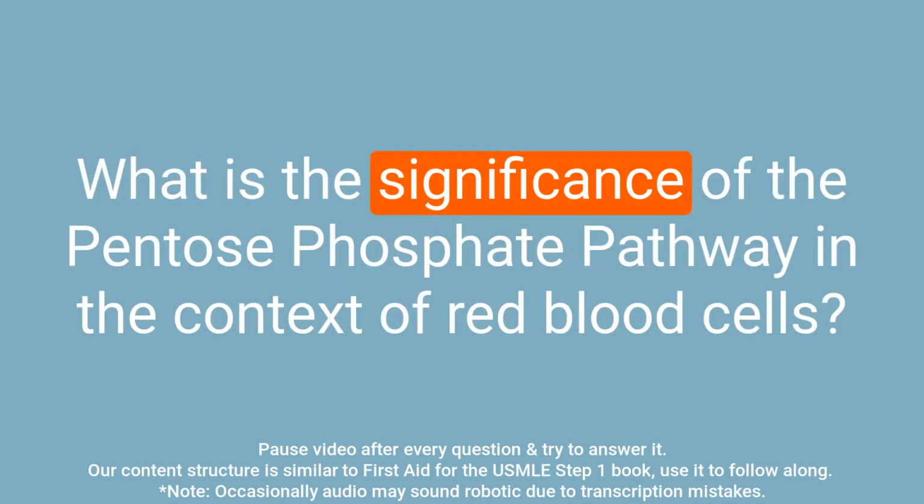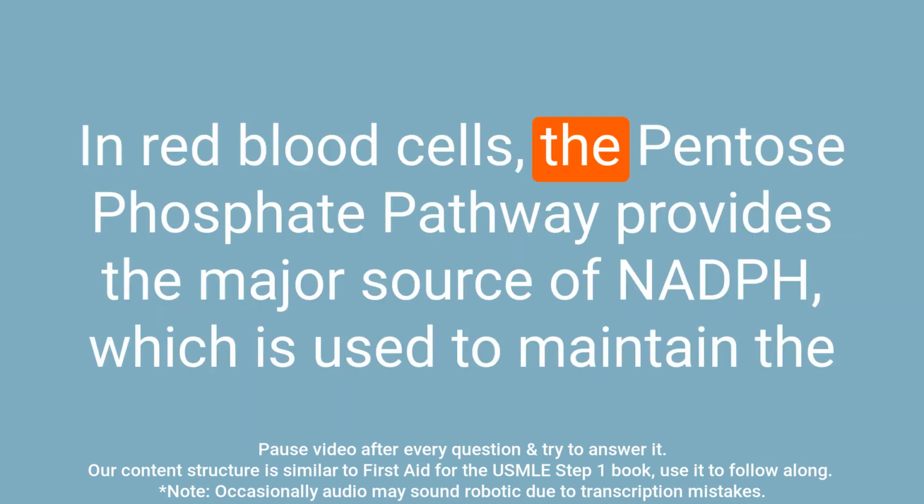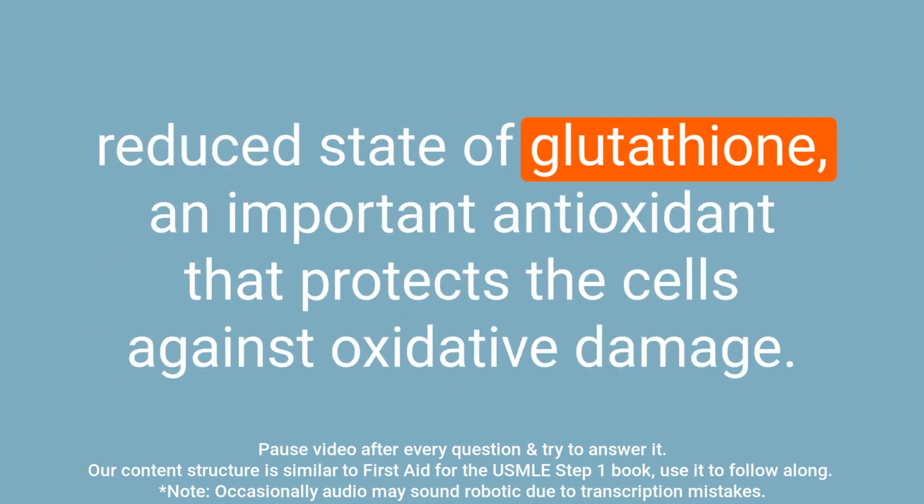Question: What is the significance of the pentose phosphate pathway in the context of red blood cells? Answer: In red blood cells, the pentose phosphate pathway provides the major source of NADPH, which is used to maintain the reduced state of glutathione, an important antioxidant that protects the cells against oxidative damage.